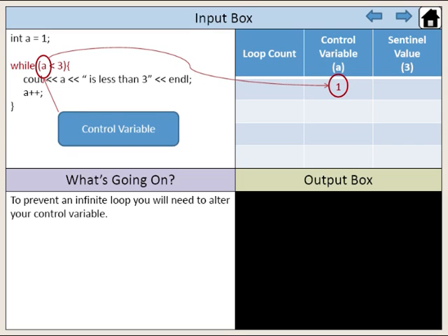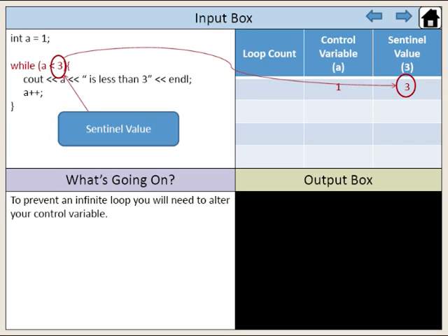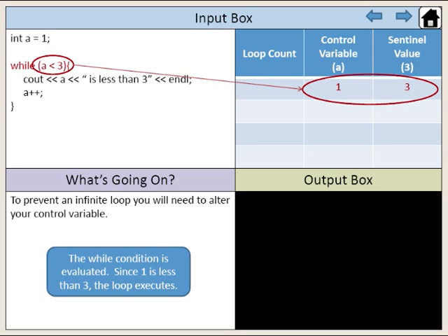Let's walk through this example step by step. Here the variable a is our control variable. It has been initialized with the value of 1. Three is our sentinel value. The while condition is evaluated. Since 1 is less than 3, the loop executes.